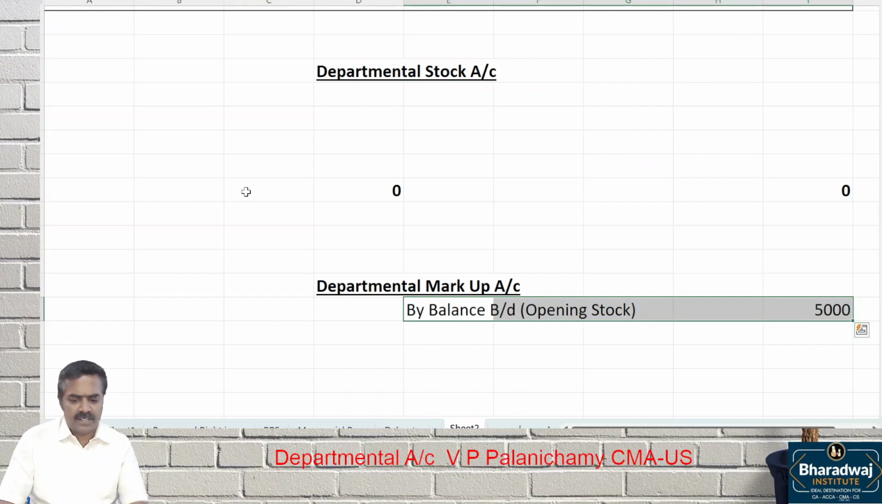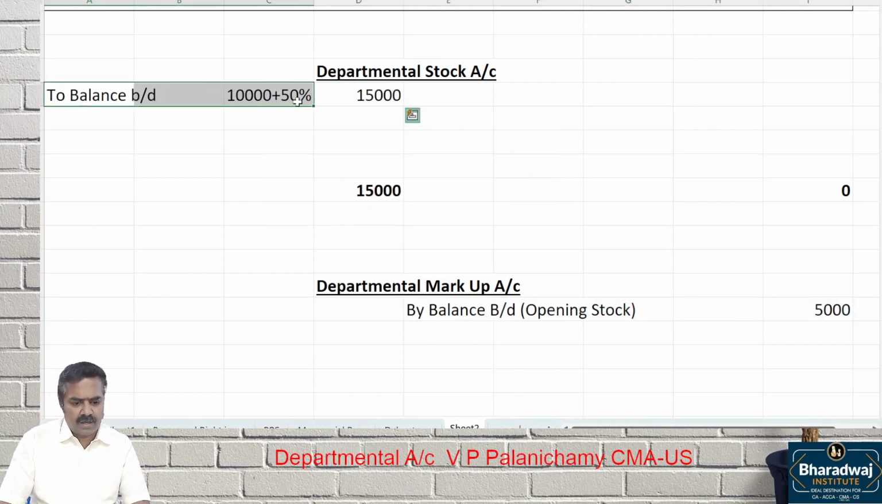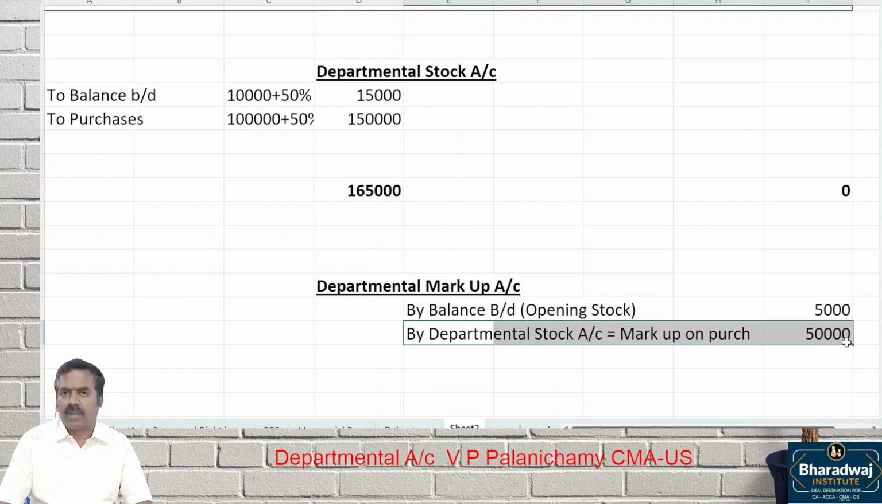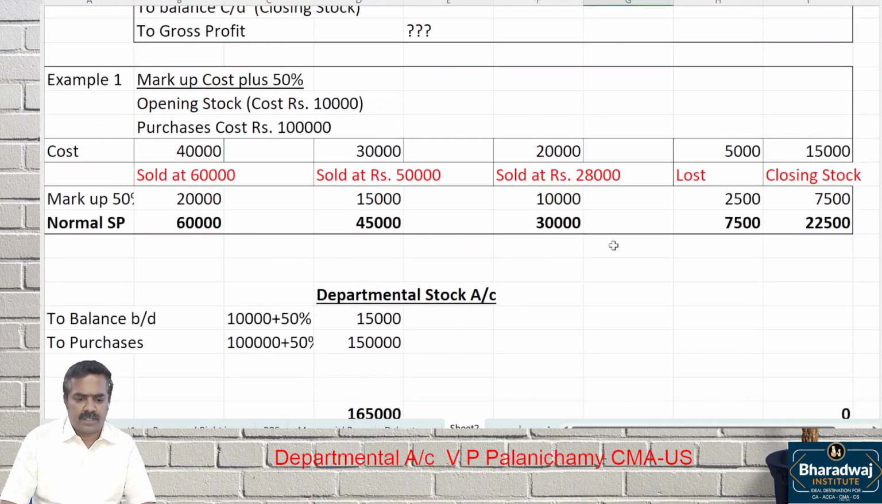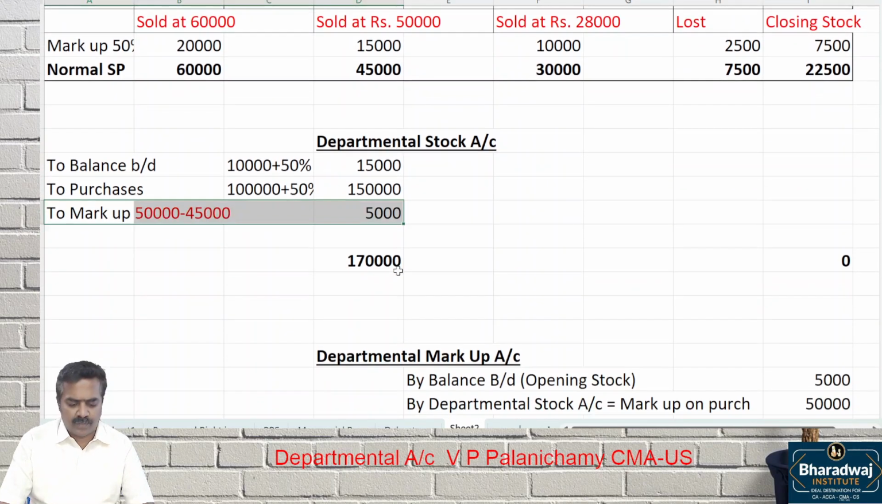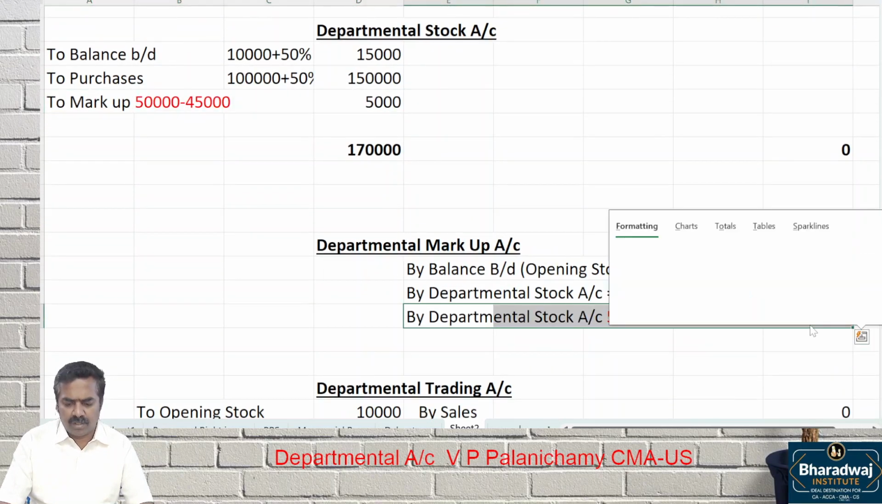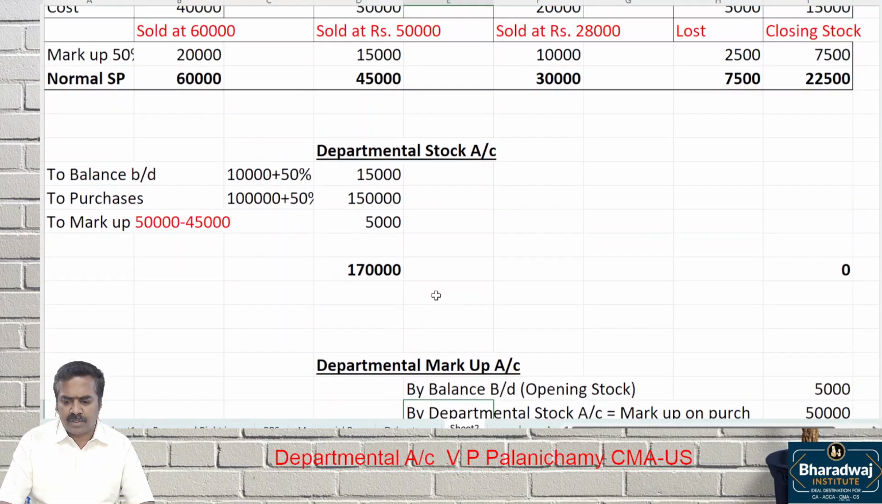So what is the opening stock? 10,000 plus 50% marked up, that will come in markup account. Then purchases 1,50,000, the markup alone will come in which account? Markup account. Otherwise, if all these goods would have been sold, what is the profit realized? 55,000. For this item, no markup or markdown is required. For this item, what is the extra markup required? 5,000. Extra selling price, record in which account? Markup account. Extra sales you record in markup account.